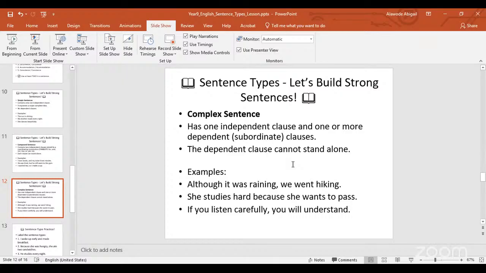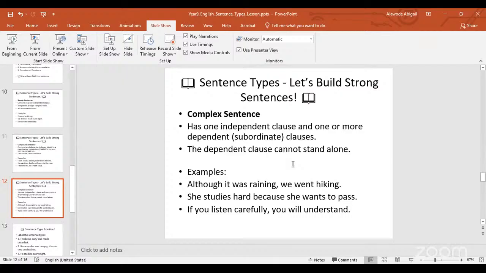Complex sentence. It has one independent clause, but it doesn't use FANBOYS, and it doesn't have up to two independent clauses like a compound sentence does. This one is one independent clause and one or more dependent clauses. Now, the way we have an independent clause that can stand on its own, we also have dependent clauses that cannot stand alone, right? So I already gave you an example.